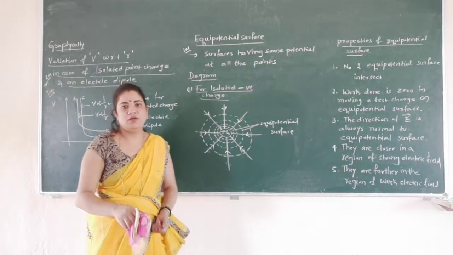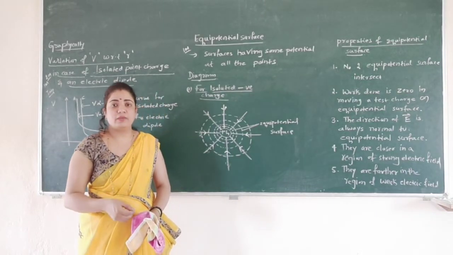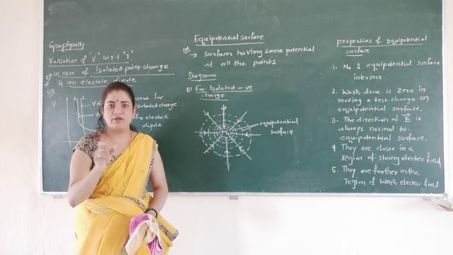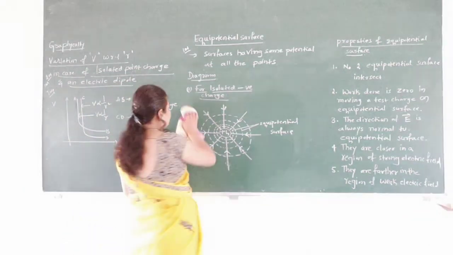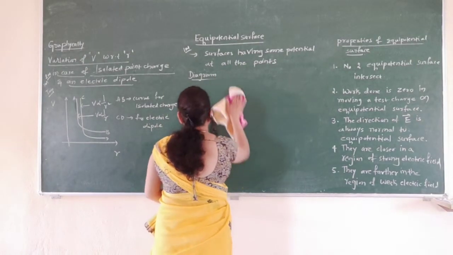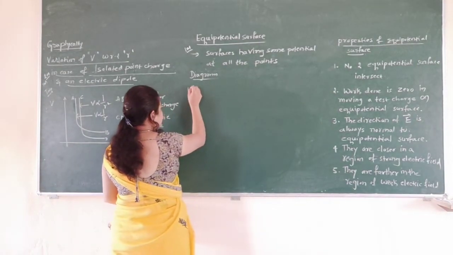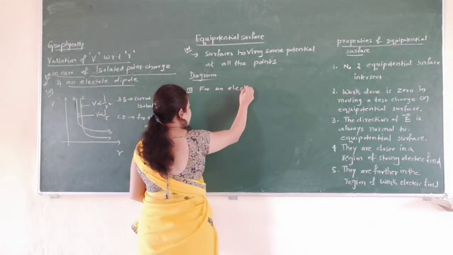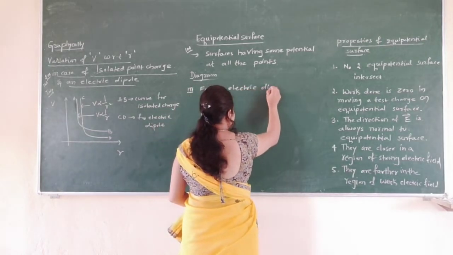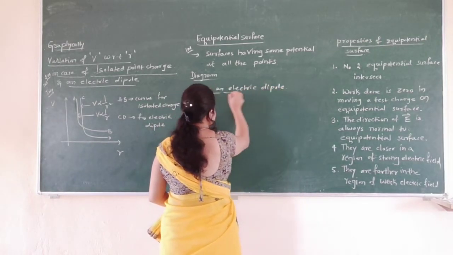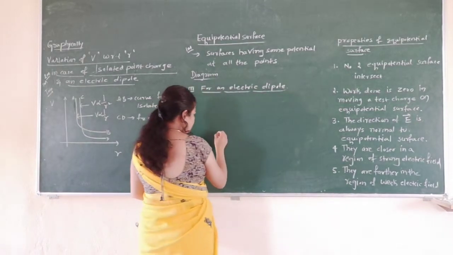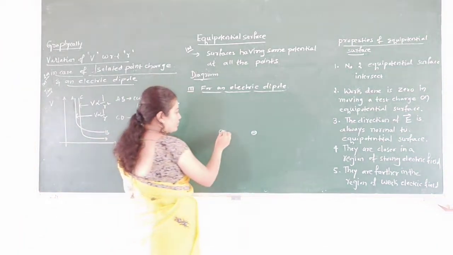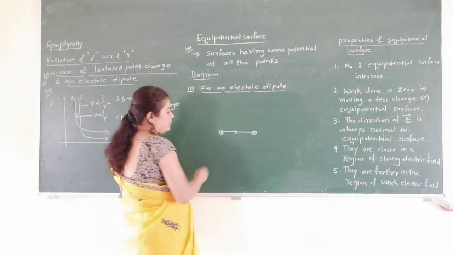Now we will draw equipotential surfaces for an electric dipole. What is an electric dipole? A system having two equal and opposite charges separated by a small distance. Third one, for an electric dipole, first we will draw the electric field lines, positive to negative.